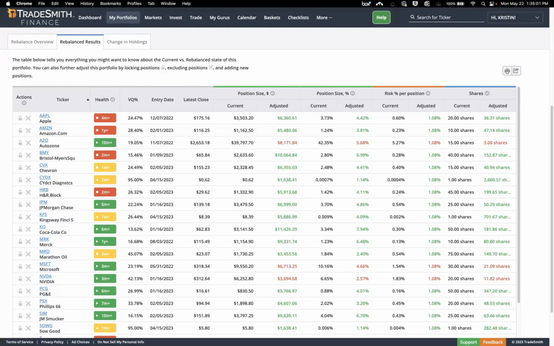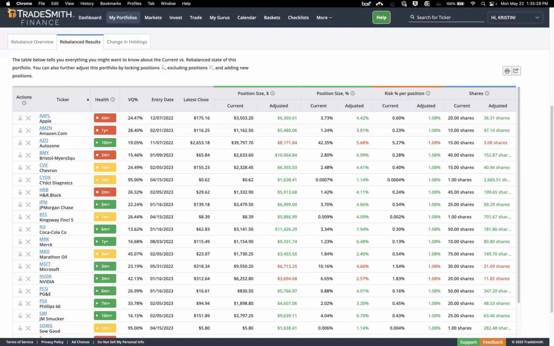Any figures in the red indicate a decrease in position size. Any green indicates an increase in position size. So as you can see here, these green ones, it's basically wanting us to increase the shares. The red is what we're decreasing, okay? So these red figures, this is what we're decreasing, and we'll get to that in a minute.